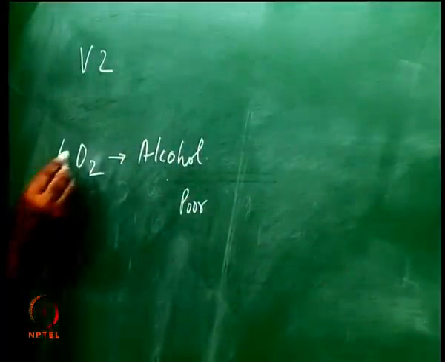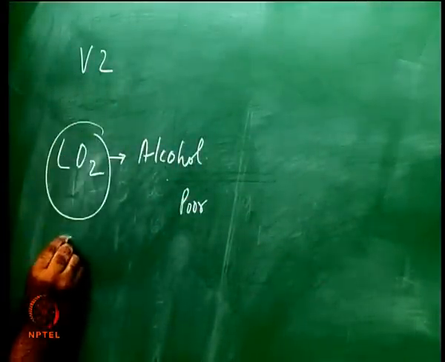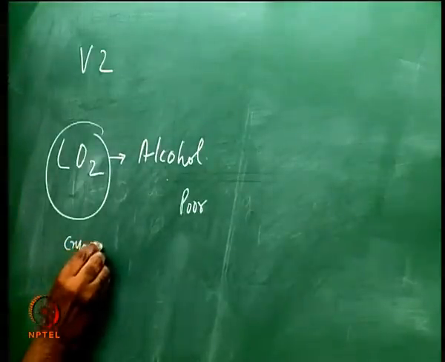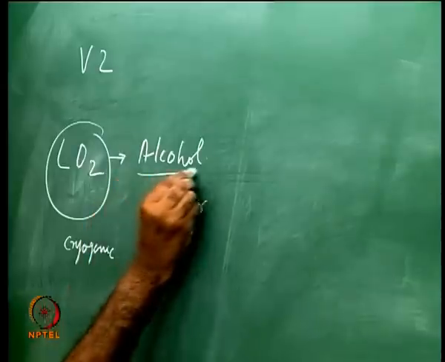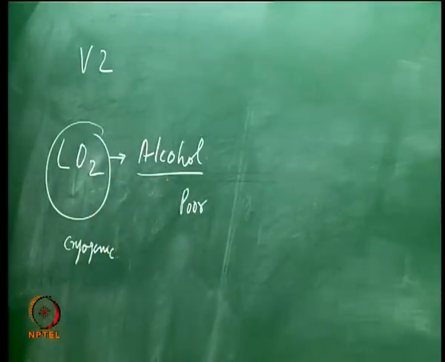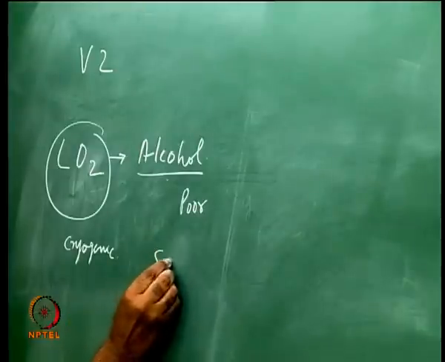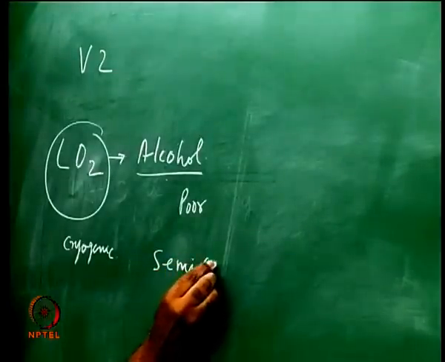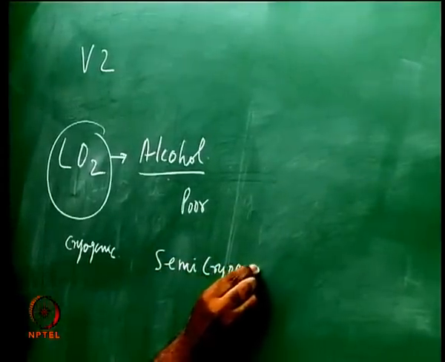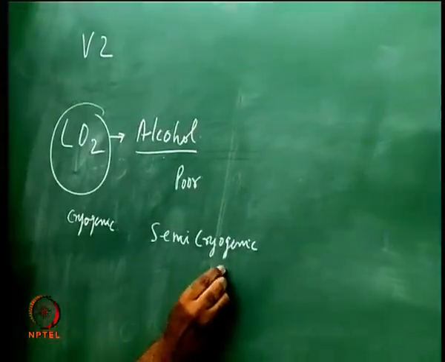But liquid oxygen is a cryogenic liquid. Alcohol is liquid at room temperature. Therefore, you have a cryogenic with a room temperature fuel, and this combination is not totally cryogenic, but a semi cryogenic propellant, right.